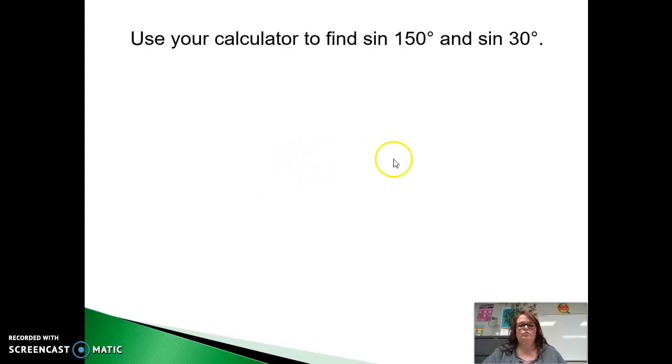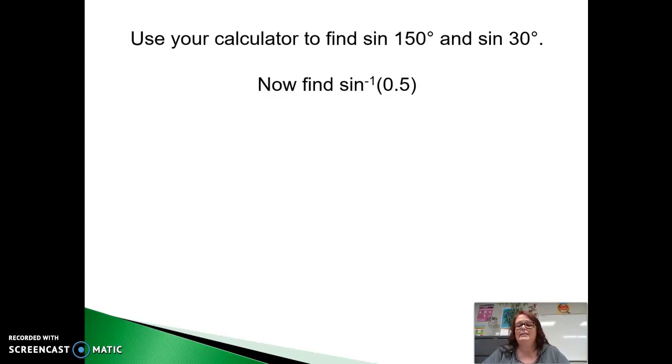You should see that the sine of 150 should have given you 0.5, and the sine of 30 degrees should have also given you 0.5. Now what we want to do is the reverse. We want to take the inverse sine of that 0.5. Take a moment in your calculator to find the inverse sine of 0.5. And you'll notice you only get 30 degrees.